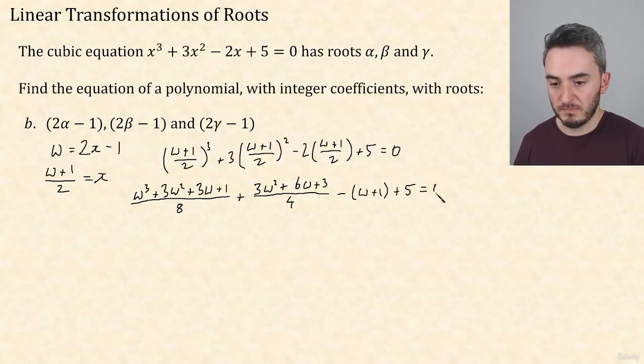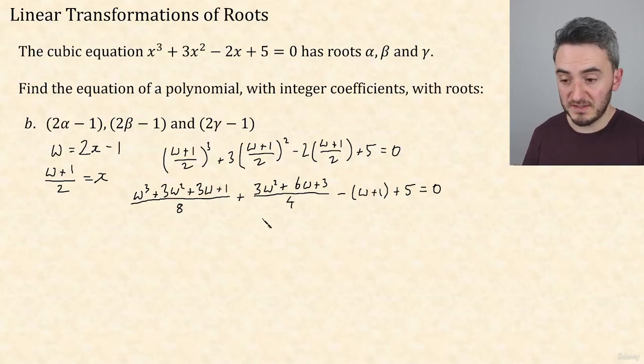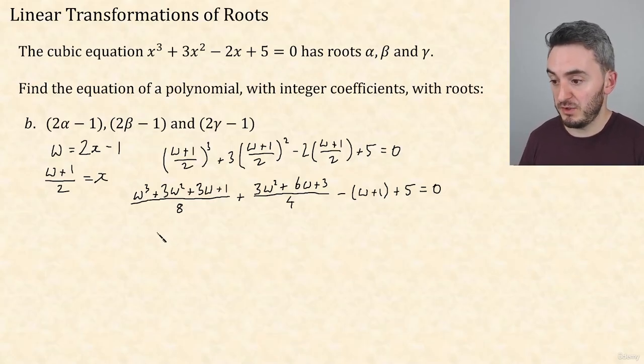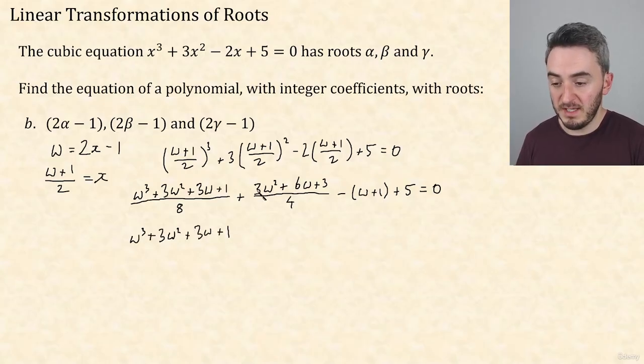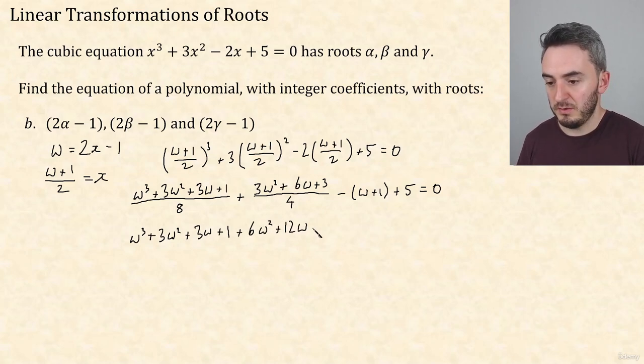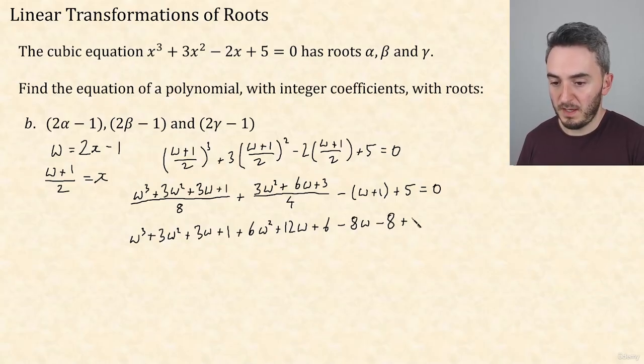Okay, I'll just need to multiply through by 8 now to ensure that I have a leading coefficient with a value of 1. So that gives me w cubed plus 3w squared plus 3w plus 1. If I multiply this one by 8, well, the 4 gets cancelled and then I'll double the top. So 6w squared plus 12w plus 6. This one times 8 gives me minus 8w and minus 8. And then there's still a 5, which has been multiplied by 8 as well, and that's 40.